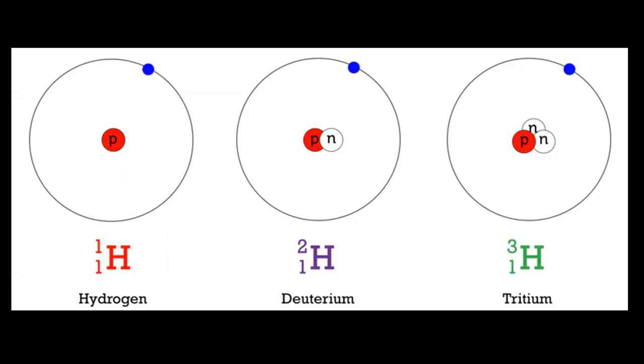These atoms are called the isotope named deuterium. Other hydrogen atoms have 2 neutrons. These atoms are the isotope named tritium.